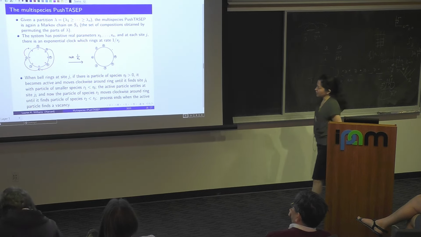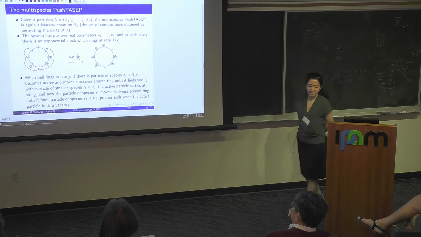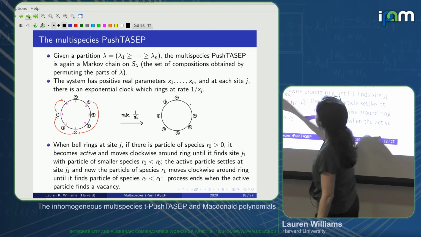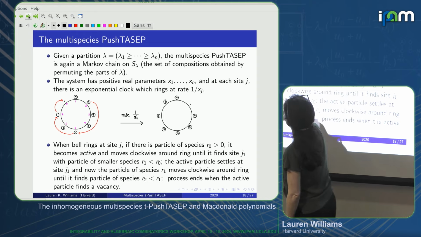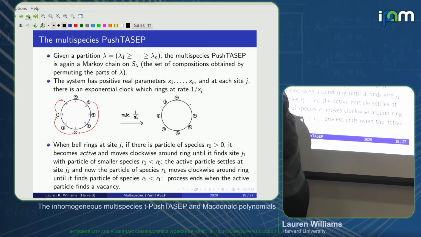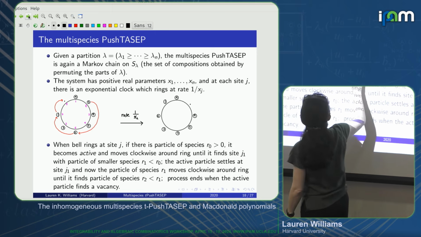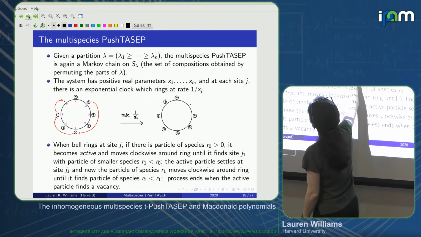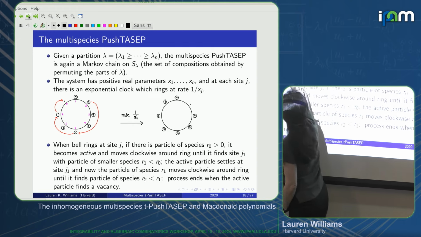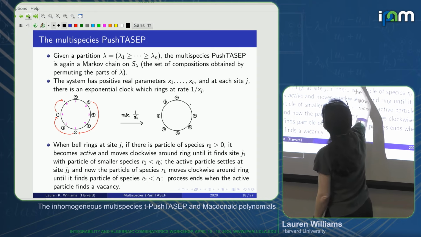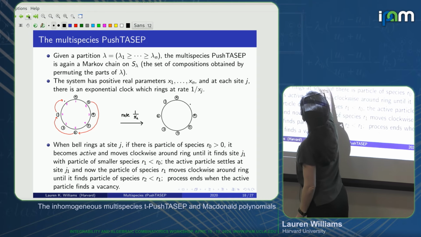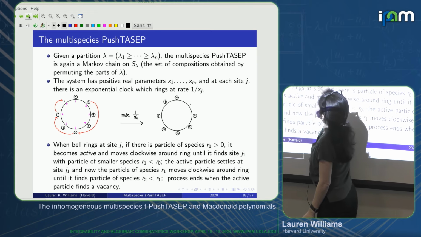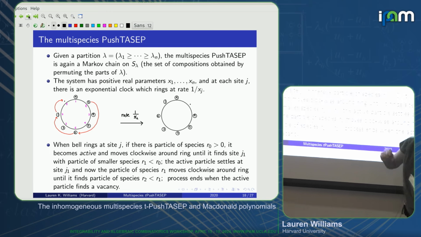Okay, so the process ends when the active particle finds a vacancy, and now you can see that our single transition goes from this state to this state. Our 3 has landed where the 2 used to be, so 3 is here. The 2 has landed where the 1 used to be, so 2 is here. And the 1 has landed in this vacancy, so 1 is here. And the particle who originally woke up first, this 3, this site j, is now empty.